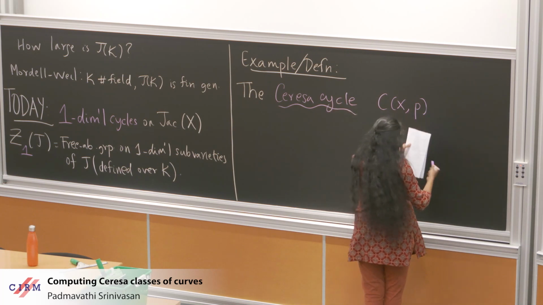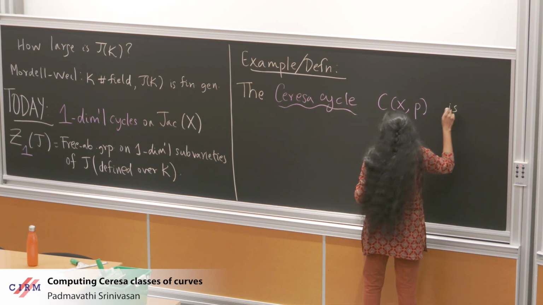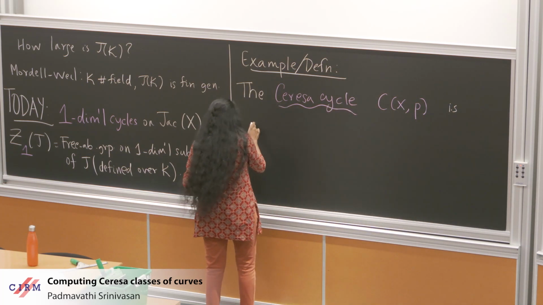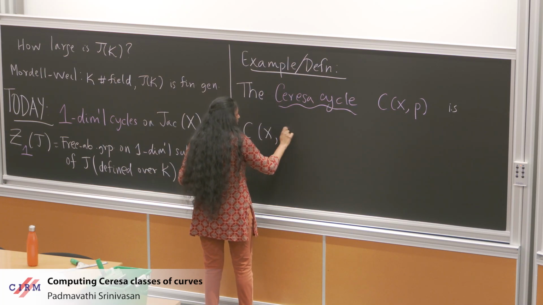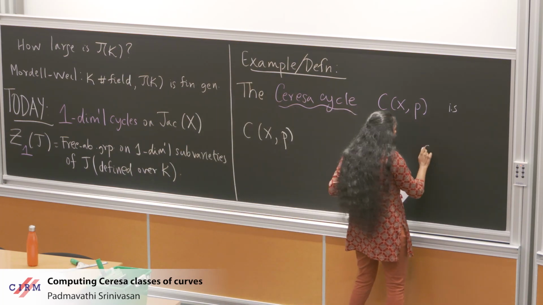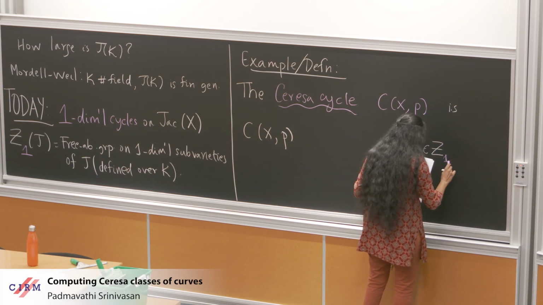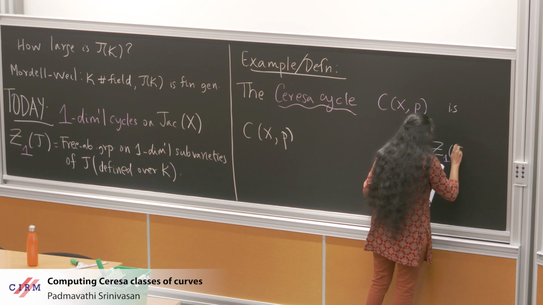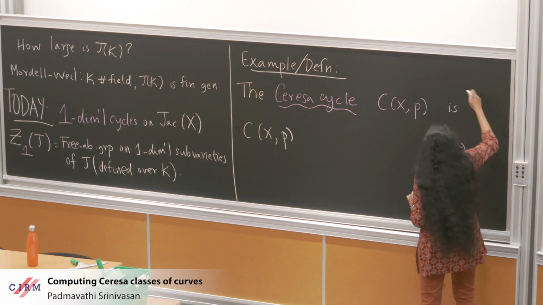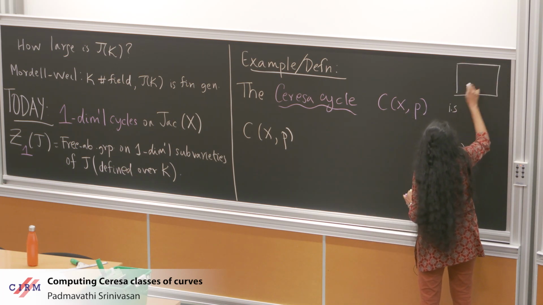It depends on the curve and the choice of base point. So it's a certain algebraic cycle that lives in this free abelian group on one-dimensional subvarieties inside the Jacobian. Right, so here's already a question for you. Do you know any one-dimensional subvariety inside J?